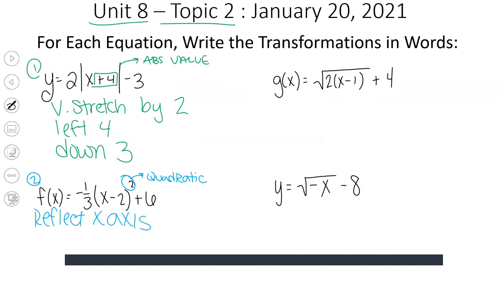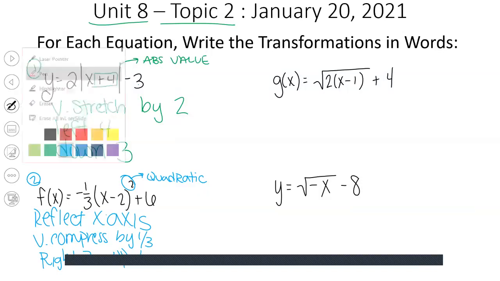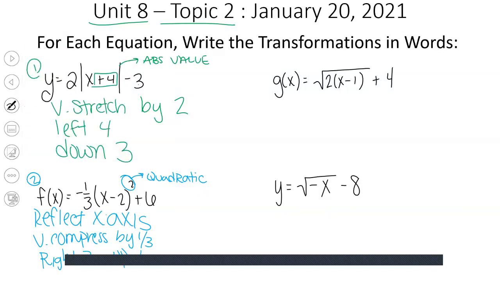Very good. What does that 1/3 mean? Is it vertical or horizontal? Vertical what? Compressed by 1/3. Very good. Outside's exactly what it looks like. A minus 2 on the inside means I'm moving right 2. And a plus 6 on the outside means up 6. Very good. Questions on number 2? We're moving fast because this should be ingrained in that noggin. All right, number 3.